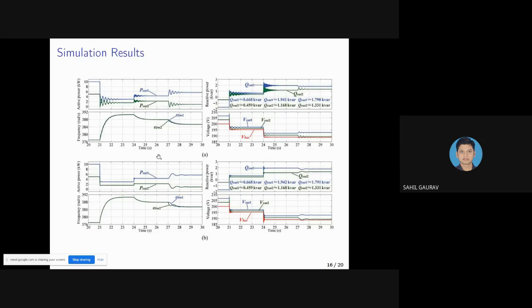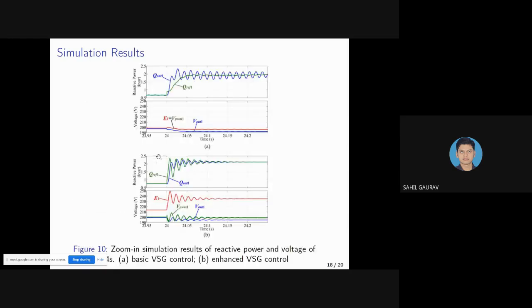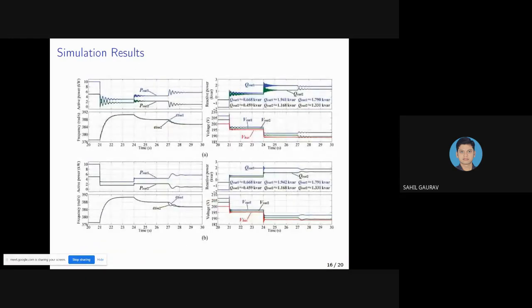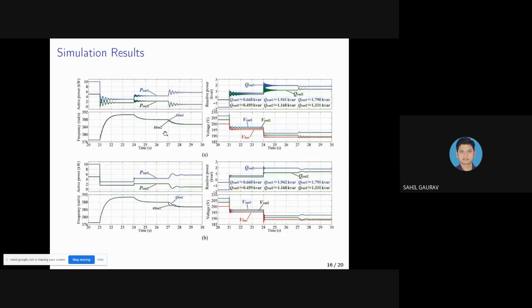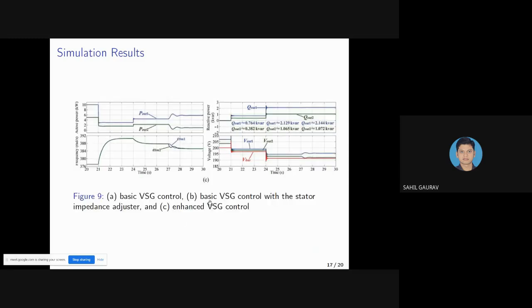Then the authors have compared these simulation results in three cases. The first one is for basic VSG control. Here no enhanced VSG control is attached. So you can see there are large oscillations in the active power and also in the active power sharing. And the second is for basic VSG control with a stator impedance adjuster. In the second control, there is no bus voltage estimator attached. And in the third, enhanced VSG control, both a stator impedance adjuster and the bus voltage estimator are attached.